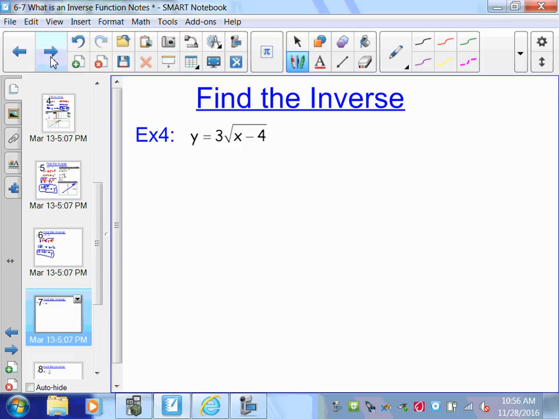Step 1. Switch. X is equal to 3 root y minus 4. Not yet. Well, you could, technically.